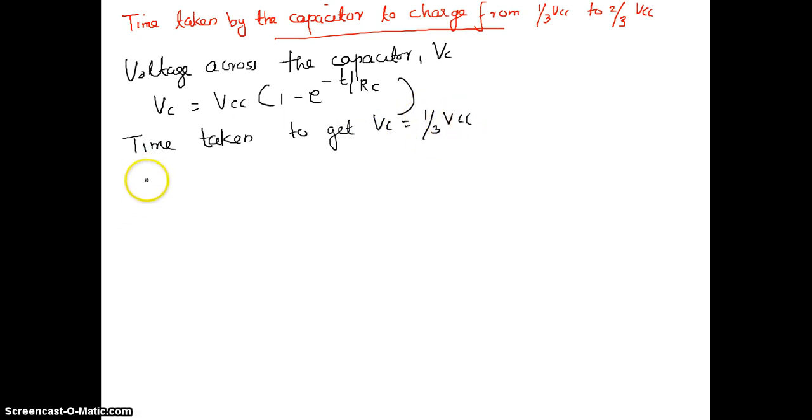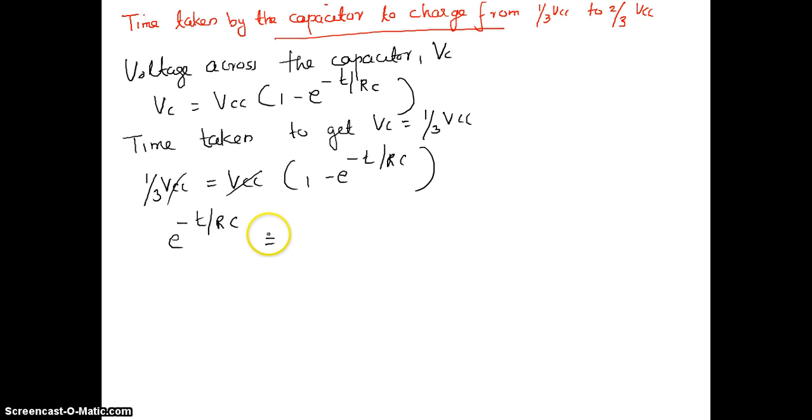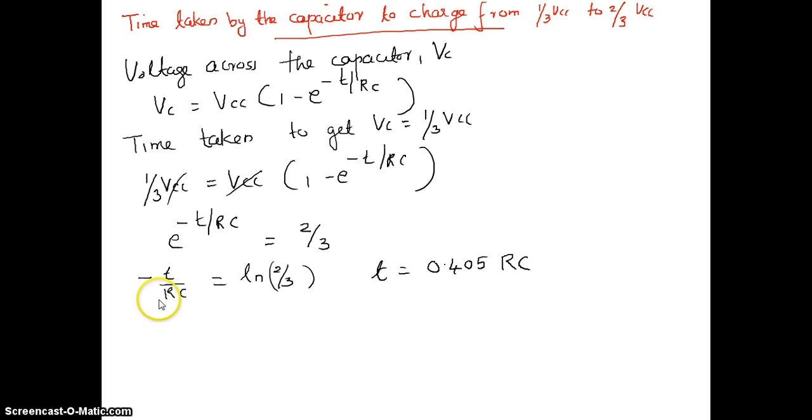Just substitute it and see: 1 by 3 VCC is equal to VCC into 1 minus e raised to minus t by RC. VCC cancels. After readjusting, I will get e raised to minus t by RC equal to 2 by 3. Now take the natural logarithm on both sides. So we get minus t by RC equals natural logarithm of 2 by 3. So t should be equal to 0.405 RC.